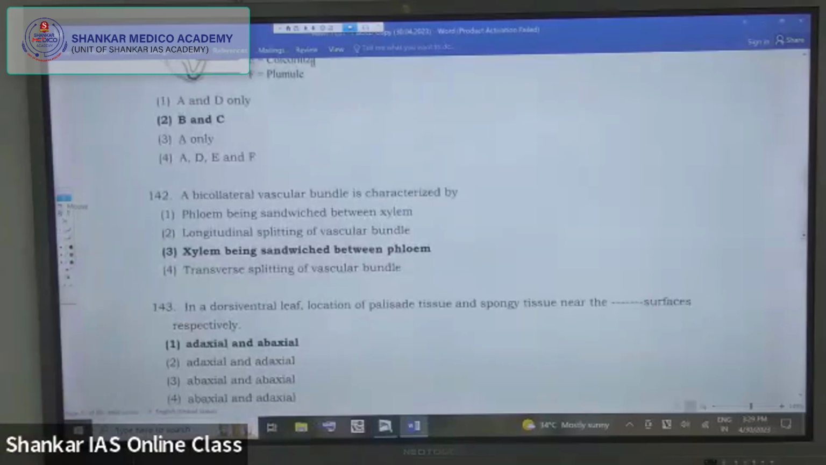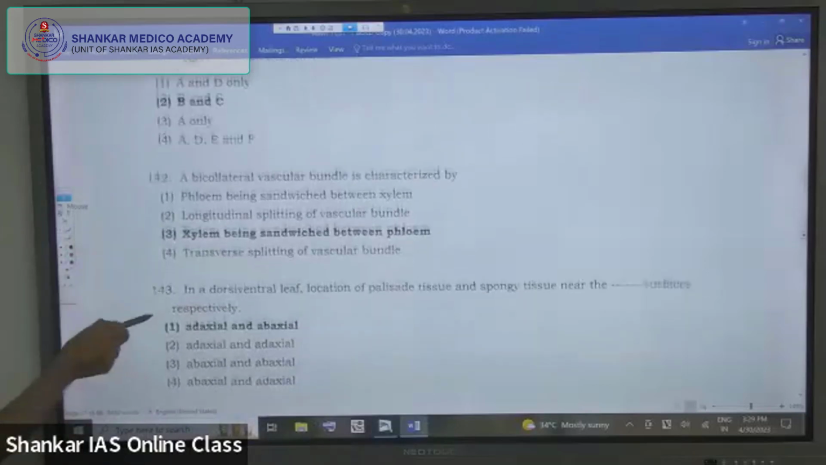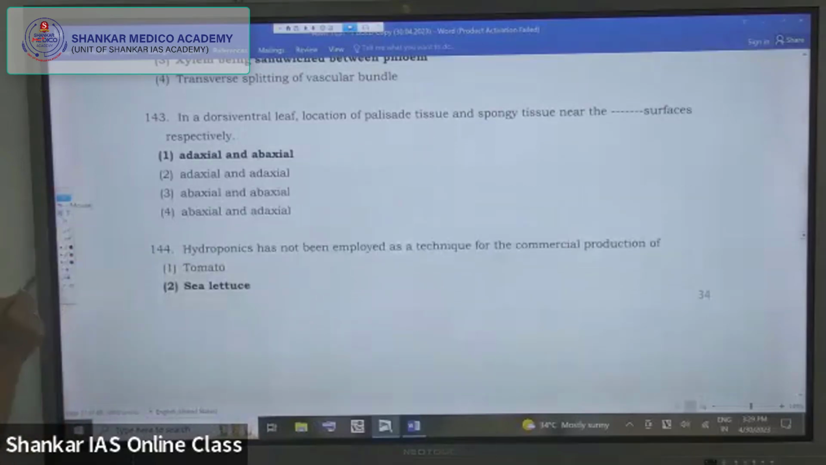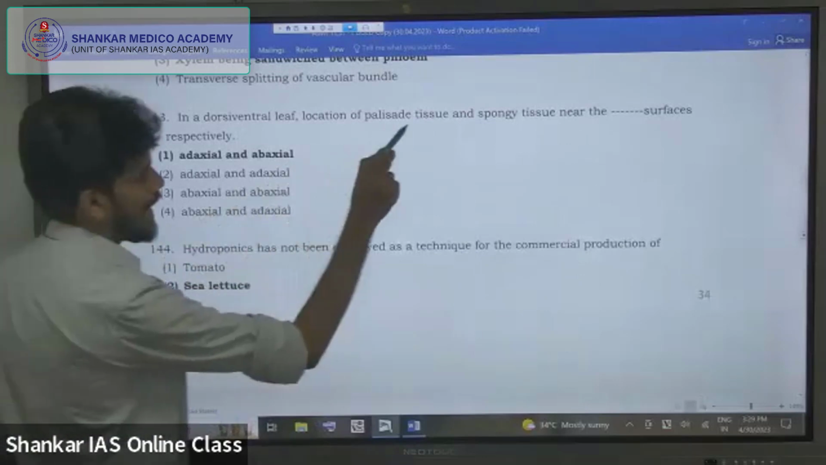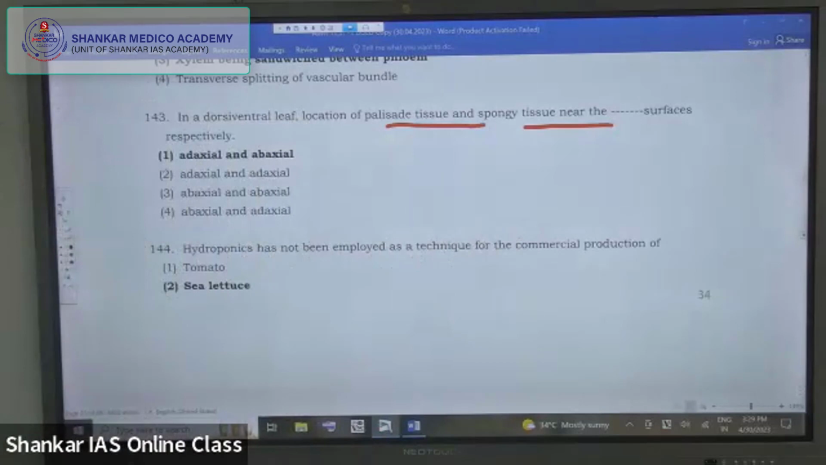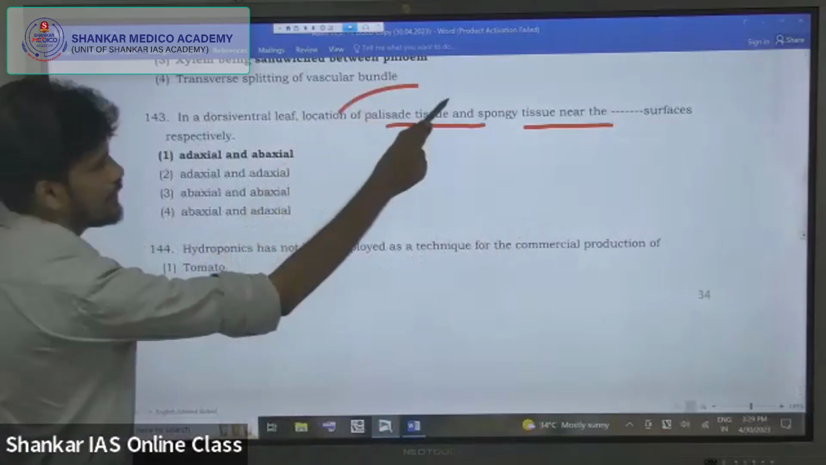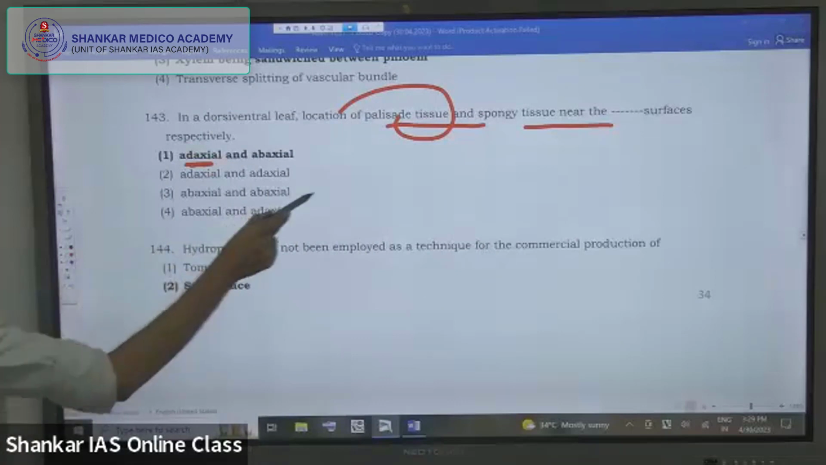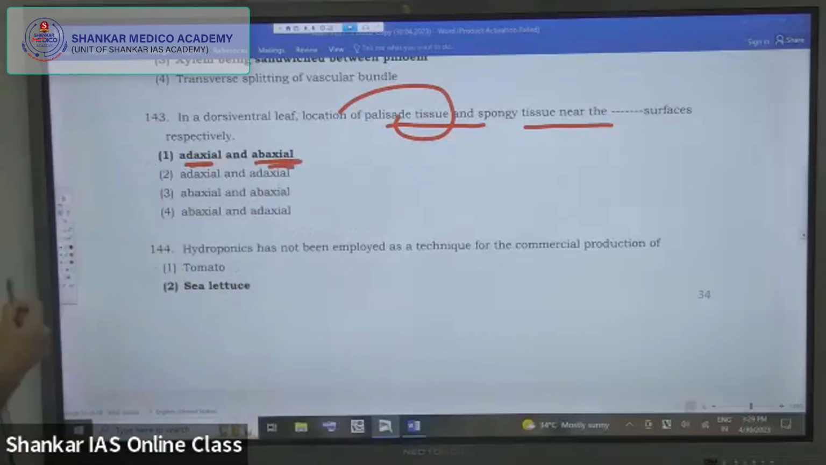Then bicollateral vascular bundle is characterized by the xylem being sandwiched between the phloem. Then in dorsiventral leaf, the palisade tissue and spongy tissue are near the dash surfaces respectively. You can see palisade tissue will be present on the upper epidermis, adaxial, and spongy will be present in the abaxial, so lower epidermis in the dorsiventral leaf.